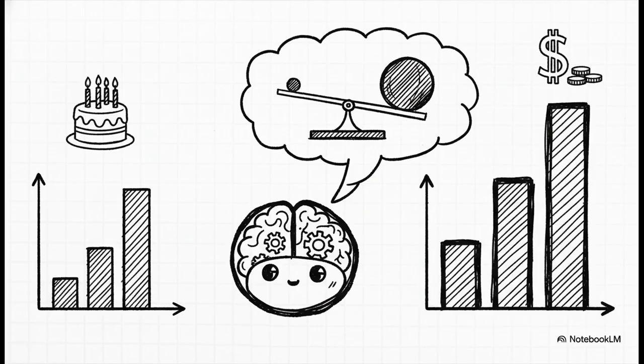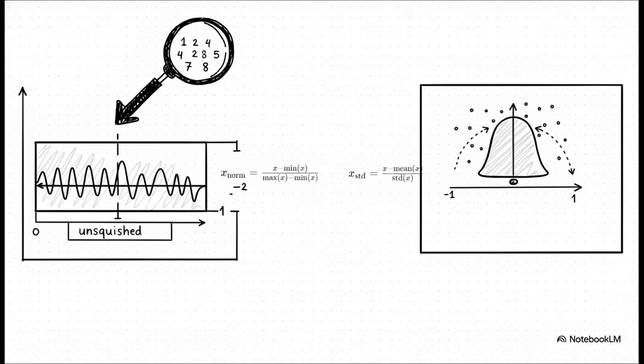Imagine you've got data about people, and you have two columns, their age, which might be between, say, 0 and 100, and their annual income, which could be in the hundreds of thousands. An algorithm, by default, will think the income number is way more important, just because it's a bigger number. We need to fix that. We need to put them on the same scale, on a level playing field. There are two really common ways to do this.